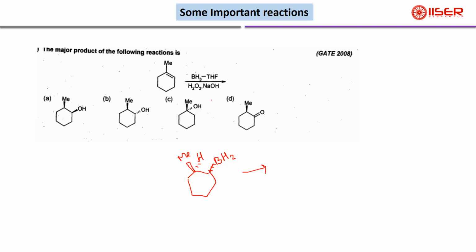Now after the second step, the H2O2, NaOH, the oxidation of this carbon boron bond, it becomes oxygenated, keeping the stereochemistry of the carbon the same. So the product will be option B. Product will be option B.